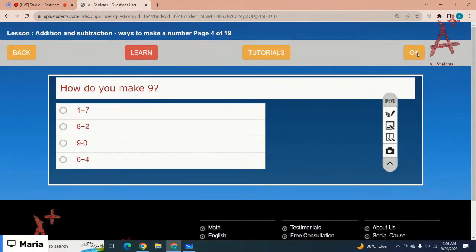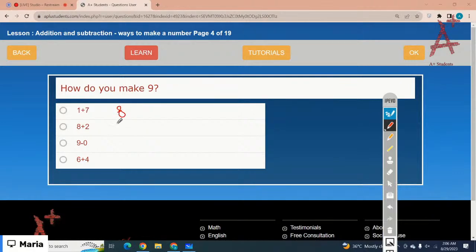How do you make 9? So which is the correct option? You have to select the one that makes 9. If you already know the answers, you can please write down the answers in the chat box, right? So which option makes 9?